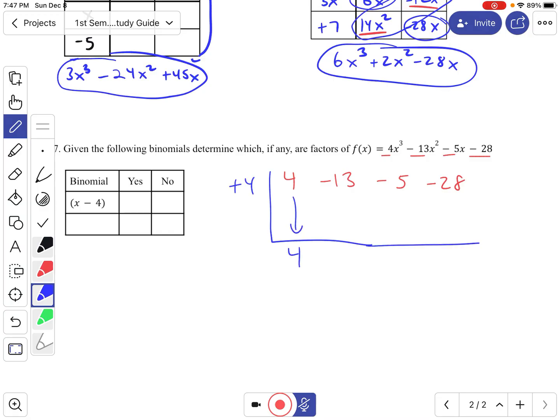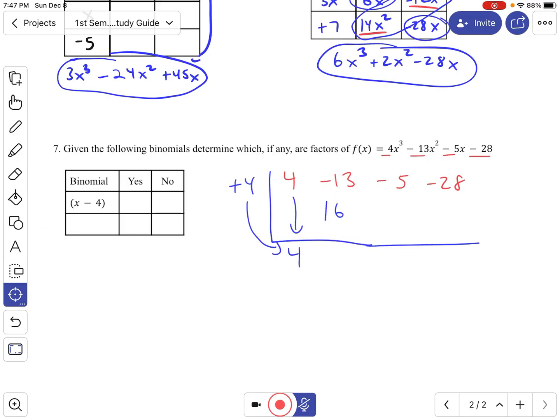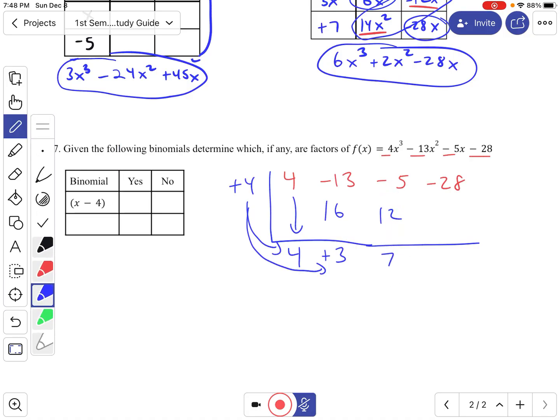The first step with the synthetic division is to just bring down that first number. And then we're going to multiply 4 times 4 is 16. And then we're going to combine these two, negative 13 and 16, to get us a positive 3. Then we're going to multiply this 4 again by this 3, which is 12. And then if you combine these two, these are different signs, so we're going to subtract and take the sign of the bigger number, so we have a positive 7.